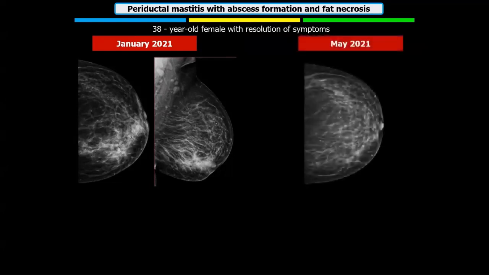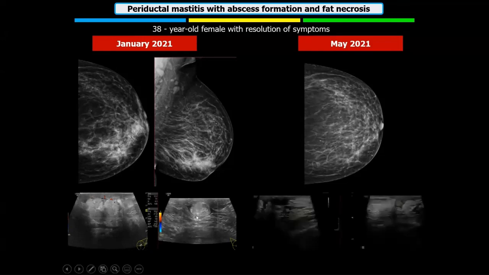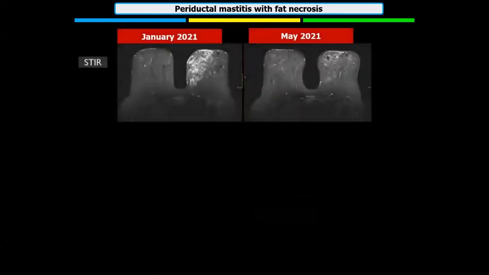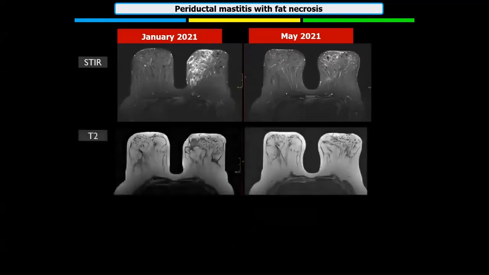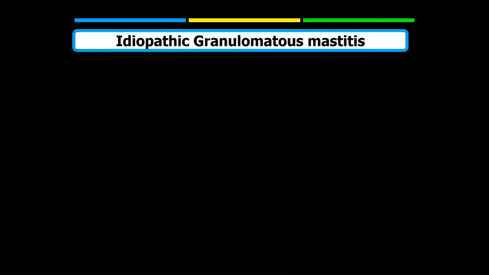And she came in May 2021, and this is how her breast appeared. And look at the dilated ducts with the retained secretions. Now she has dilated ducts, duct ectasia, with minimal retained secretions with no periductal inflammatory reaction. And this is how her MRI appeared in January, and in May, the periductal edema or inflammatory changes resolved. Most of the abscess cavities seen on the T2 weighted images were resolved, with only a few chronic abscess cavities or secondary fat necrosis seen on the subtraction image in May 2021.